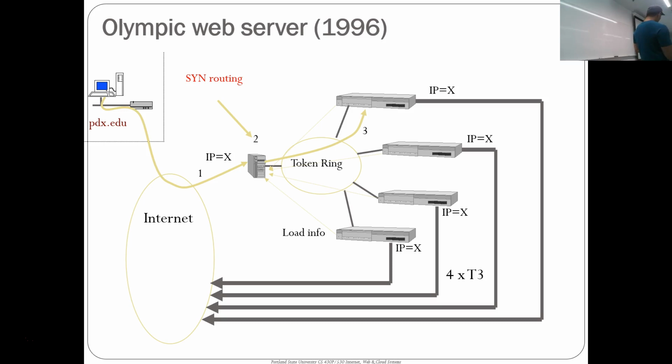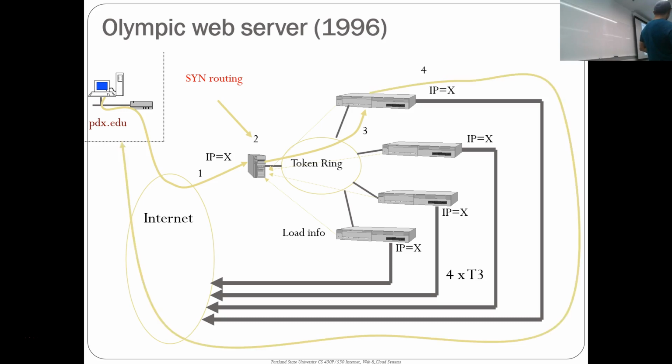And then as a response, rather than go back through here, the response would go directly over these 4 T3s. So this is 45 megabits each. That's pretty dinky at the time. A T3 is 45 megabits. So they had basically about 200 megabits to the internet. And the actual response would then go over this network.